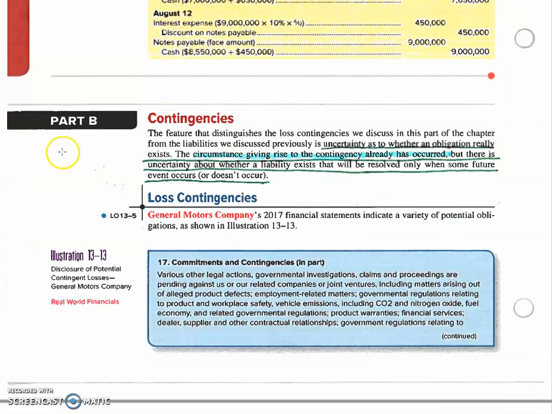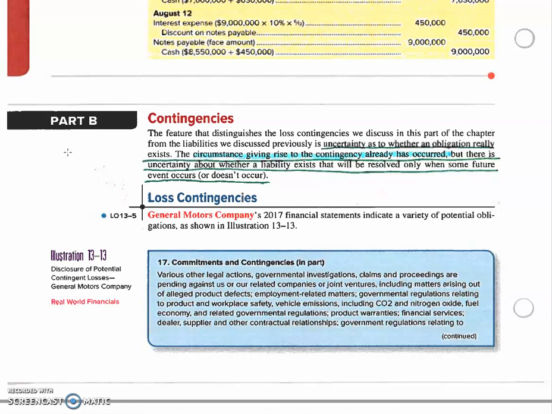Now, contingencies is the next category of liabilities. Now let's think back again to the definition of a liability. In order to be classified as a liability, something must be past. It must arise from a past event or transaction. Present, there must be a present obligation. And future, there must be a probable future sacrifice. Now that word probable is important. It means likely to occur, or it will most likely occur.